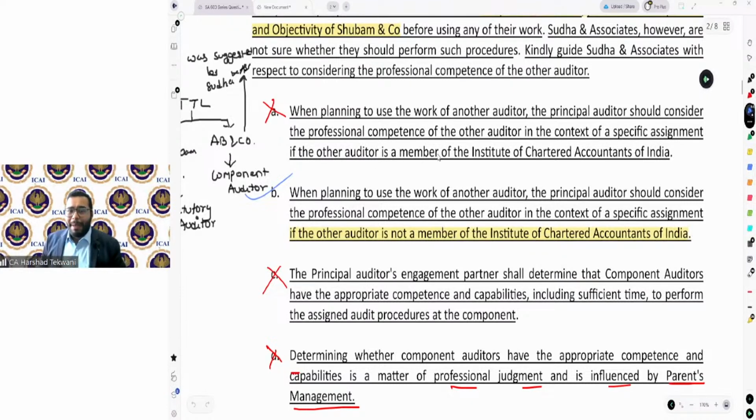If the other auditor is a member of the institute, but it's the reverse way. If that person is not a member of the institute, then only I need to consider the professional competency in the context of that engagement, meaning in relation to that engagement. So that is point number one, and which is incorrect. Any doubt? Or it's clear, Viraj? Any doubt?